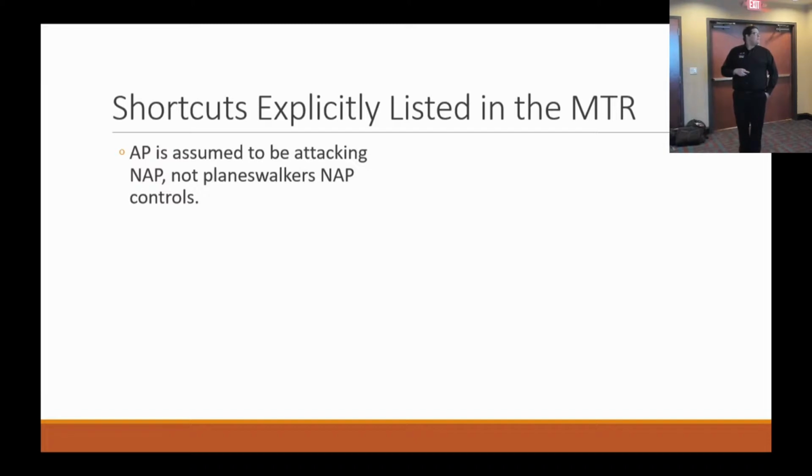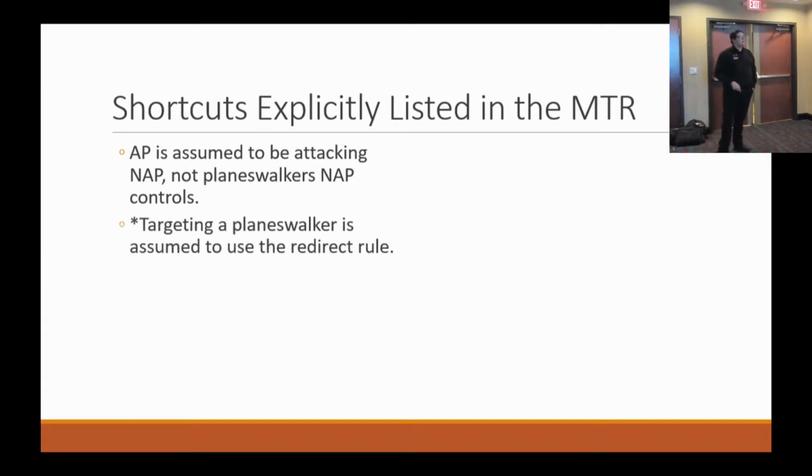AP is assumed to be attacking NAP and not a planeswalker they control. So if all you do is say swing with these guys, you're assumed to be hitting the player, not the planeswalker. This one is about to not exist, but it does currently exist in the MTR, so I included it. If you say bolt target Lily, it's assumed that you are using the redirect rule.